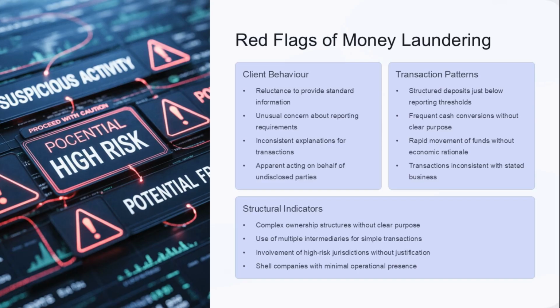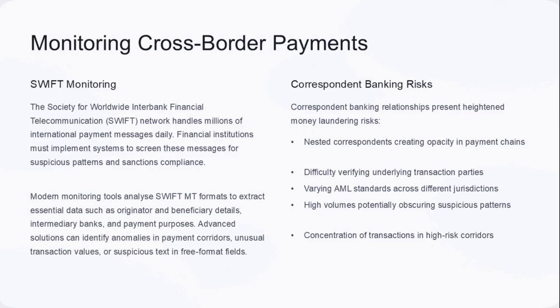Recognizing red flags in money laundering involves observing client behavior, transaction patterns, and structural indicators. Reluctance to provide standard information, frequent cash movements, and complex ownership structures are key signs that require further investigation to prevent illicit activities. Monitoring cross-border payments involves analyzing SWIFT MT formats and correspondent banking relationships.